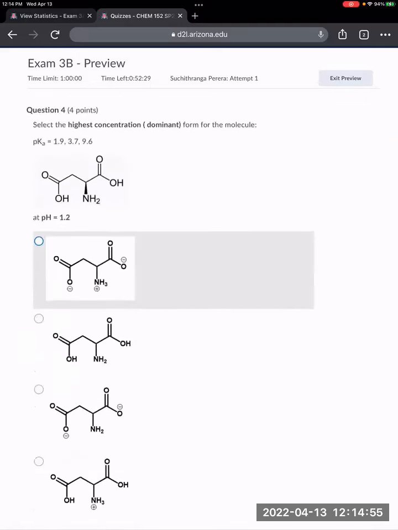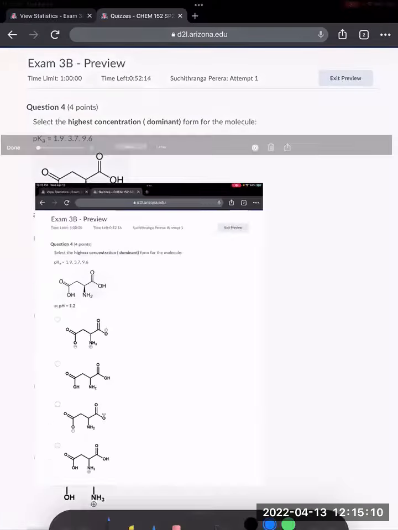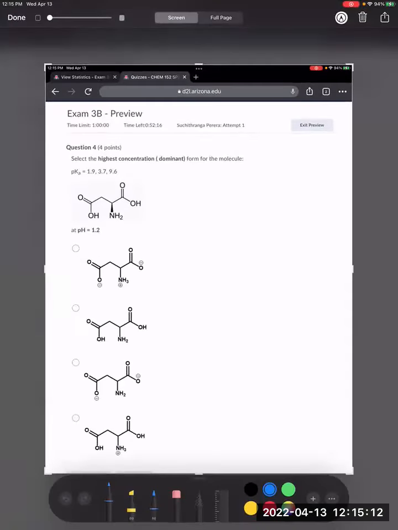All right, let's tackle this problem. Select the highest concentration, or select the dominant form of the molecule if the pH is set to 1.2. Okay, and then again, first thing I would do is we will think about what these pKa values correspond to, what functional groups.